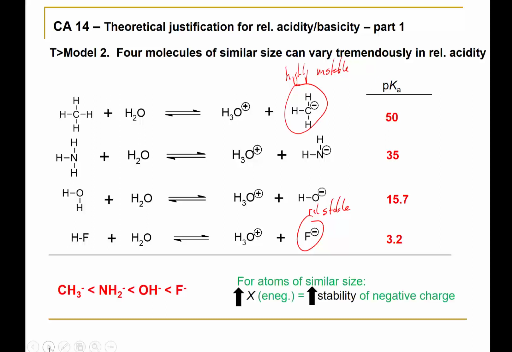So the understanding is that for atoms of similar size, those atoms that have a higher electronegativity, represented by this chi symbol right here, the higher electronegativity gives rise to an increase in stability of the negative charge. I emphasize that because later we're going to be looking at stability of positive charges. And so it's important to realize higher electronegativity results in an increase in stability of the negative charge.